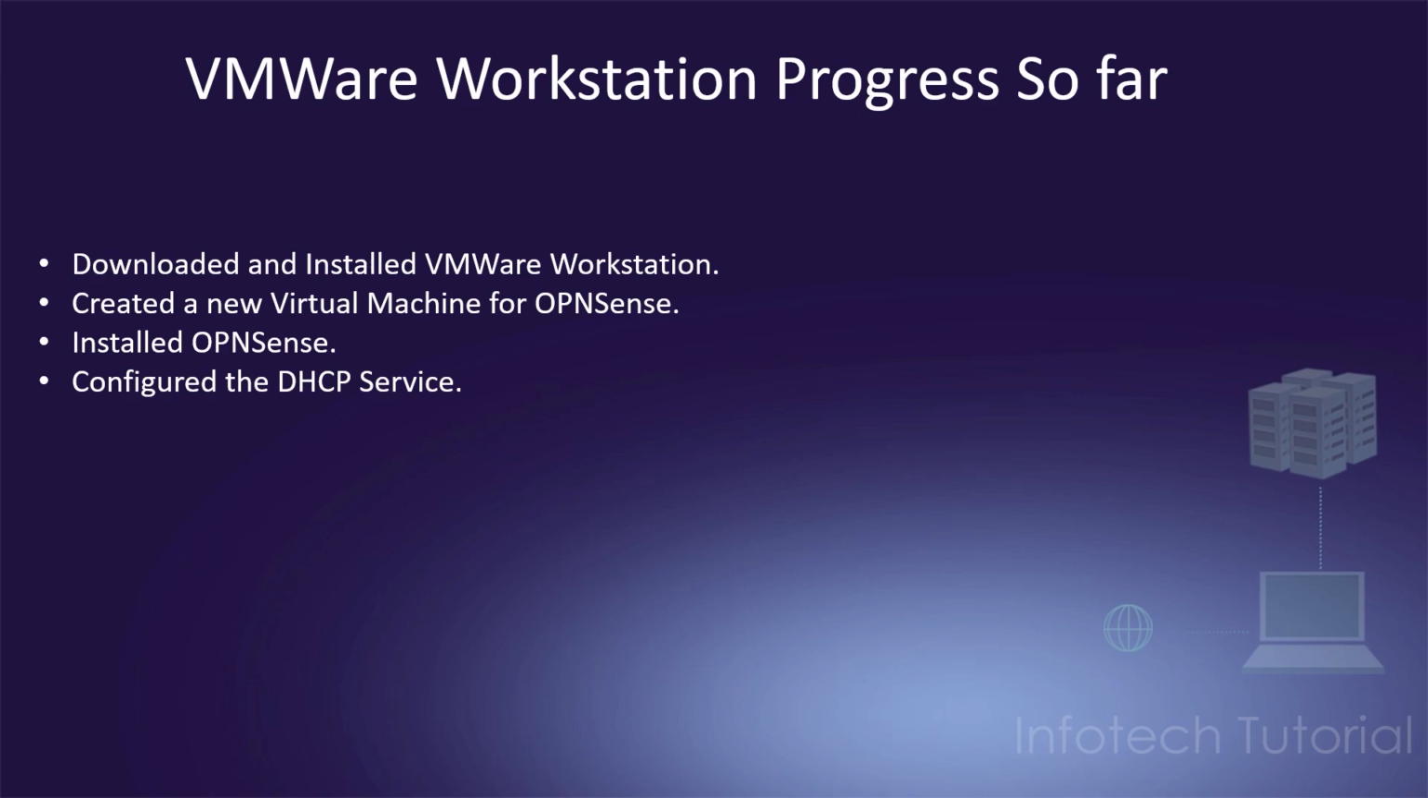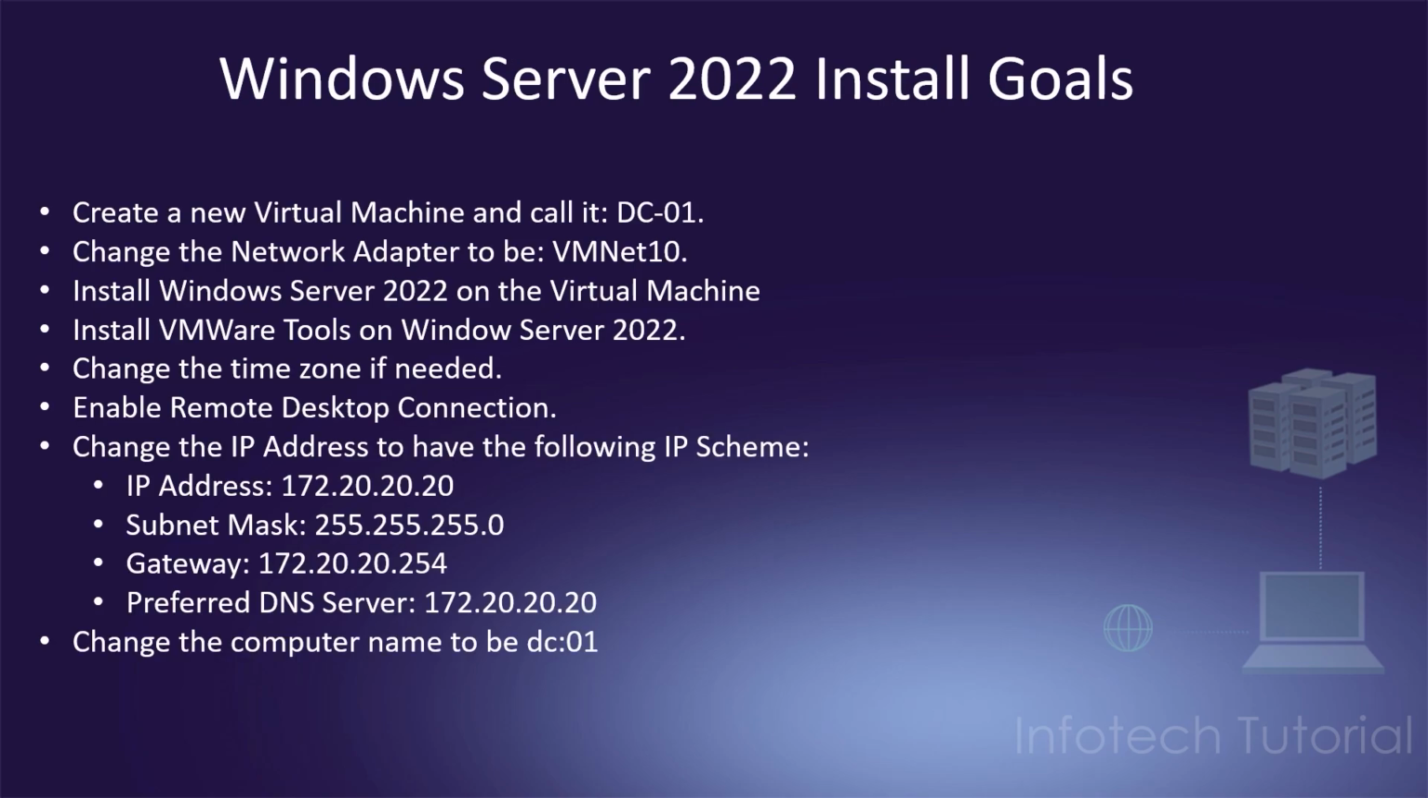And these are the tasks that I would like us to accomplish for this section. First, we want to create a new virtual machine, and we'll call it DC-01. We'll change the network adapter to be VMnet10. We'll install Windows Server 2022 on the virtual machine, install VMware tools on the new virtual machine, change the time zone if needed, enable remote desktop connection, change the IP address to have the following IP scheme.